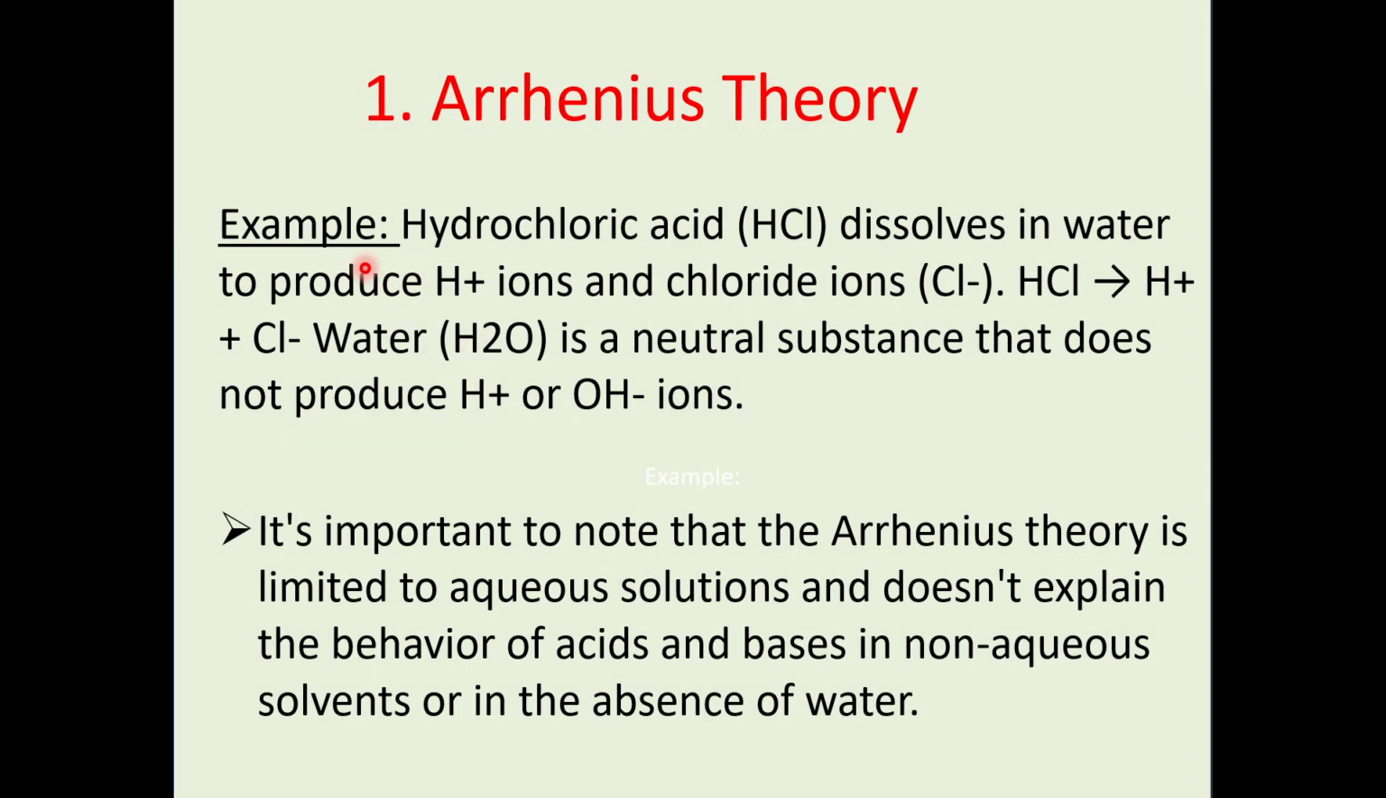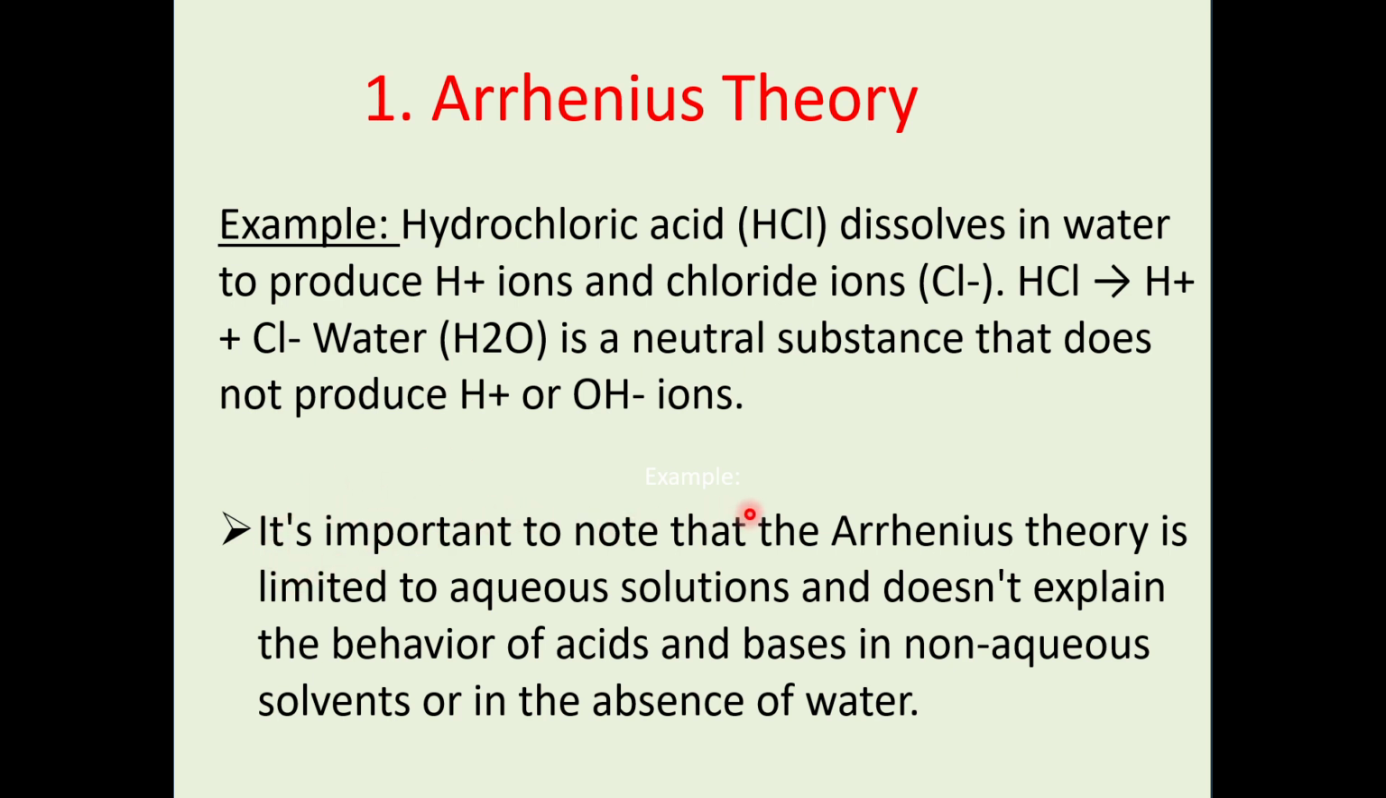Now, an example of Arrhenius theory: hydrochloric acid, HCl, dissolved in water produces hydrogen and chloride ions. So this is an example of an Arrhenius acid. HCl, when dissolved in water, gives H+ and Cl- and water. H2O is a neutral substance that does not produce hydrogen or OH- ions; water will not produce any ion.